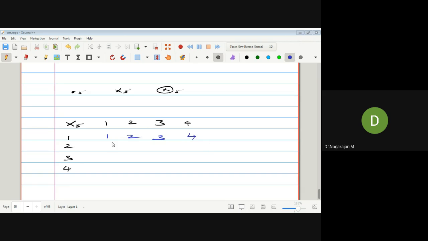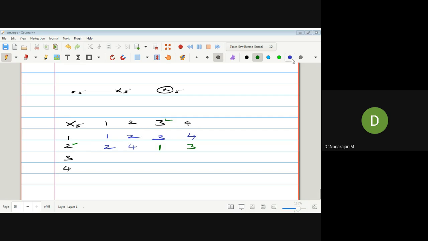What is the next element? 2 into 1 is 2. 2 into 2 is 4. 2 into 3 is 6, and 6 means 1. 2 into 4 is 8. What is the remainder? 3. Yes, 3.